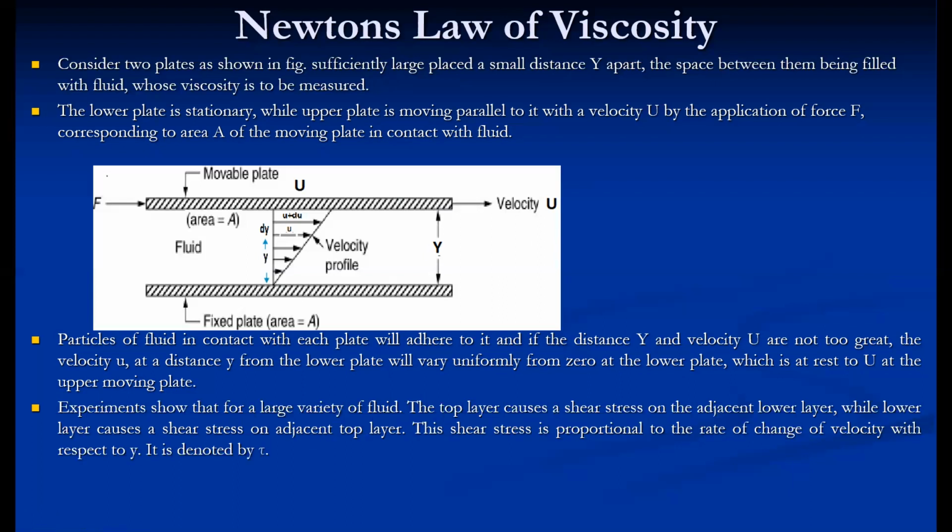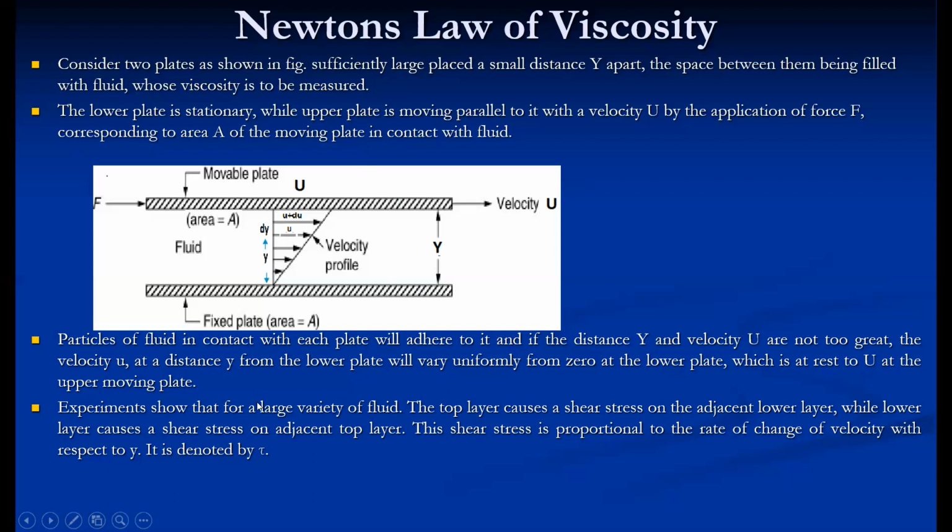Newton performed various experiments for a variety of fluids and for different distances. The experiments show that for a large variety of fluids, the top layer always causes a shear stress on the adjacent lower layer, while the lower layer causes a shear stress on the adjacent top layer. This shearing action happens because of this shear stress, and this shear stress is proportional to the rate of change of velocity with respect to y.